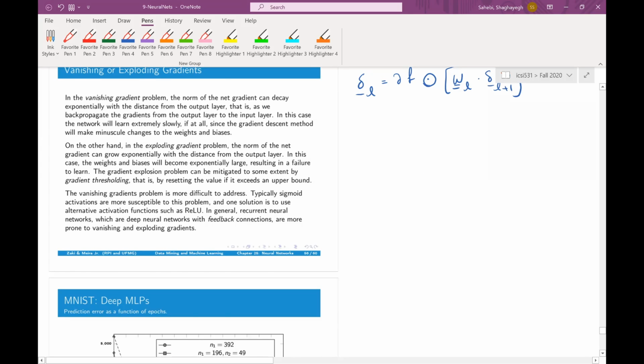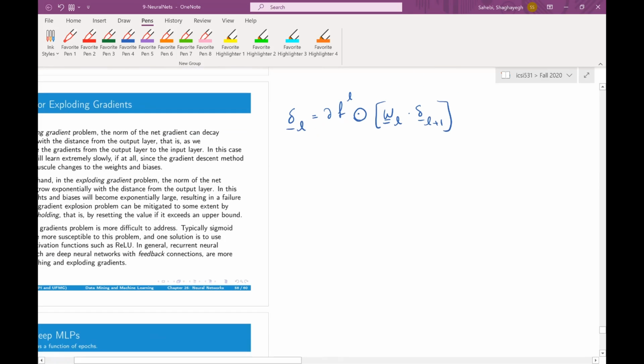Now, if I replace L plus 1 with a similar formulation, I'm going to have the gradient of FL dot W. Now, I can rewrite delta L plus 1 like this. It's going to be the gradient of FL plus 1 dot WL plus 1, delta L plus 2. And I can rewrite this and go forward, right?